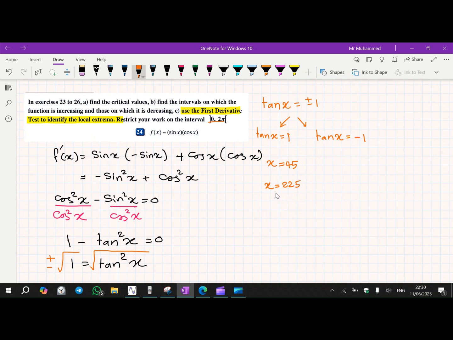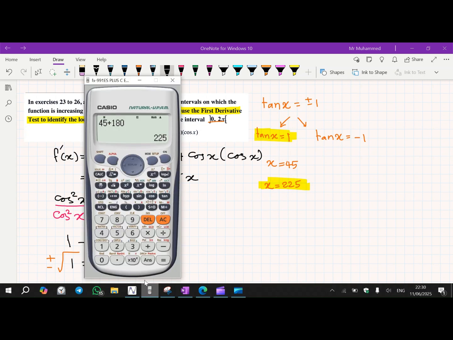How can I accept this answer, 225? If this x satisfies this equation, then it's okay, it will be accepted. If this x does not satisfy this equation, then this x will be rejected. So again, easily you can just use the calculator. Tan 225. If I get 1, I'll accept 225. If I get something else, then I will reject 225. Then I'll go with 180 minus 45. Then we'll see. That's 1. Cool. So 225 is accepted. 45 is another possible answer.